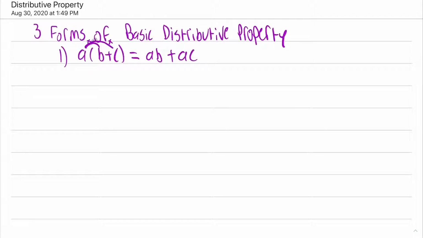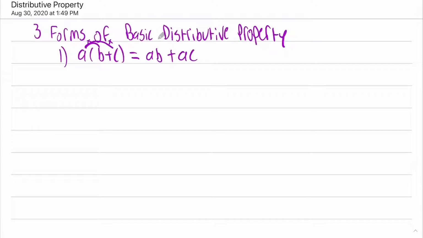You don't have to draw this line going over the top, but if you do draw that line, that makes sure that you don't forget any of the numbers inside the parentheses. We have a times b, and we have a times c, and then we wrote a times c over here.